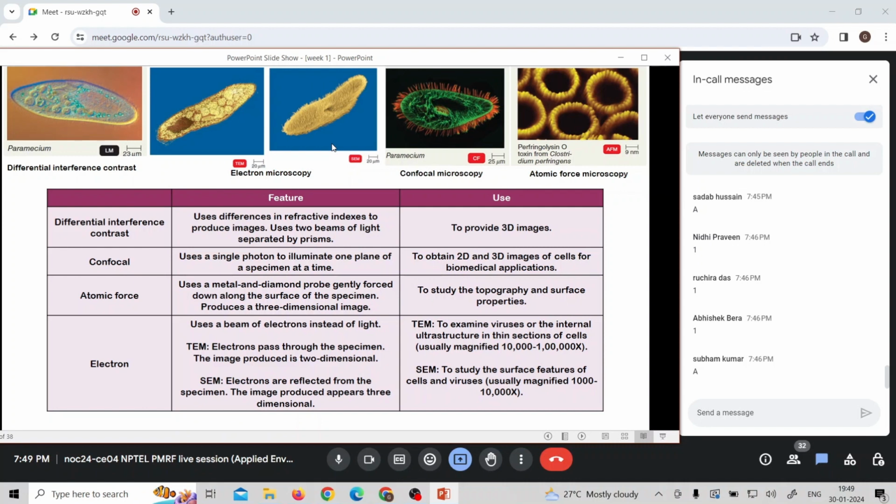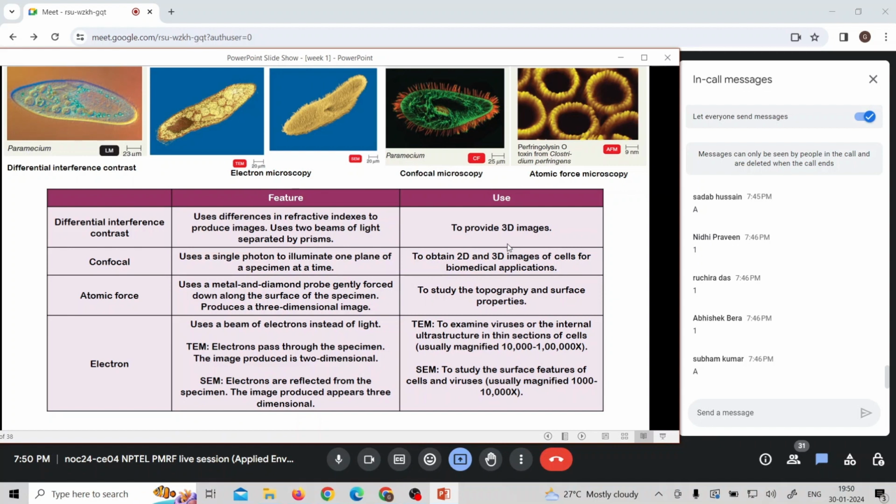So as we discussed, this confocal microscopy uses a single photon to illuminate one plane of a specimen at a time, and that is why you tend to get such images, which can also be 3D images. And the differential contrast, as you can see, ultimately provides 3D images. So when you are asked the question about 3D images and given both differential interference contrast as well as confocal, you would most preferably choose DIC because it exclusively provides 3D images.